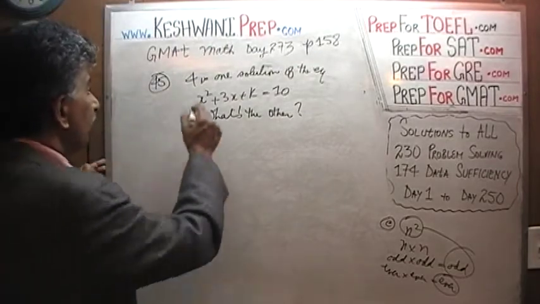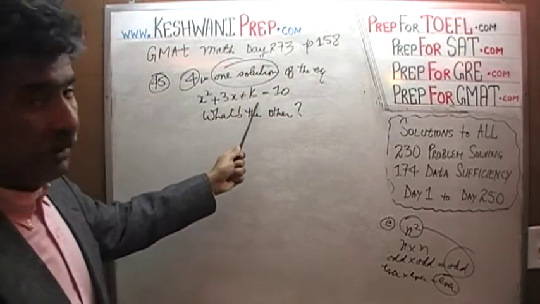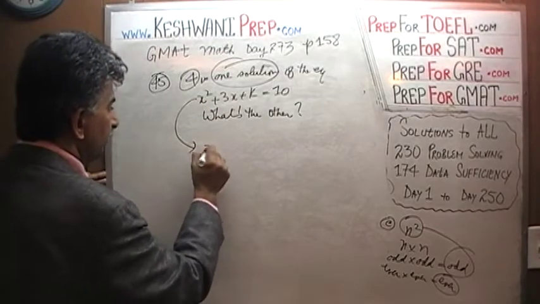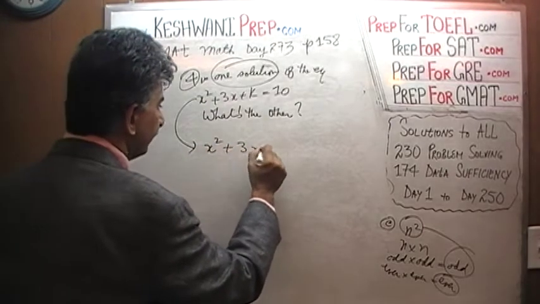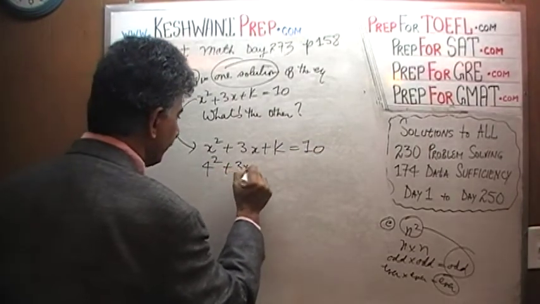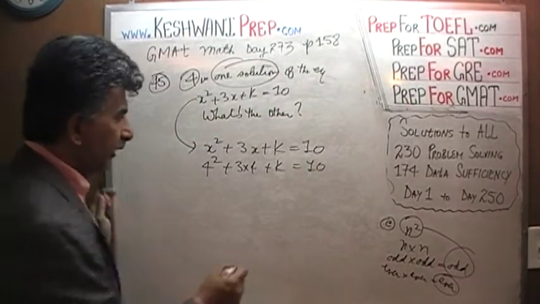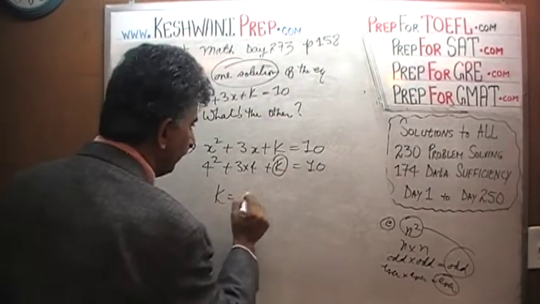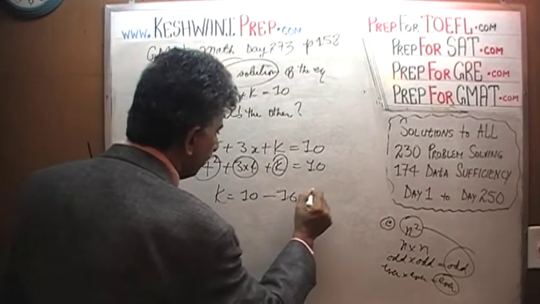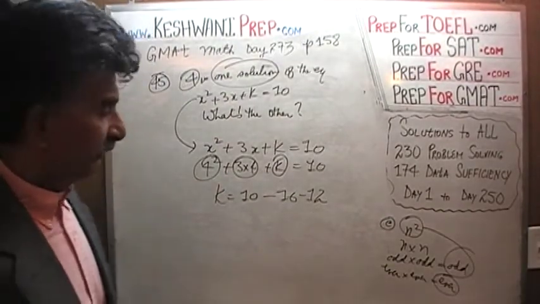The fact that we are told that 4 is one of the solutions tells us that if we were to substitute 4 in this equation, the equation should be satisfied. X squared plus 3x plus k, we are told, is 10. 4 squared plus 3 times 4 plus k equals 10 should work. From there we can figure out the value of k. K would simply be 10 minus 16 minus 12. 10 minus 16 is negative 6, and negative 6 and negative 12 is negative 18.